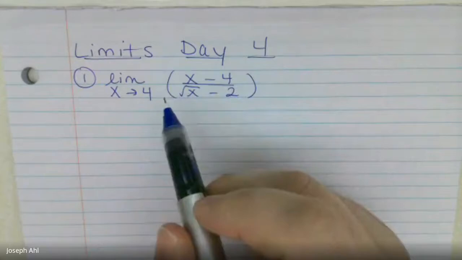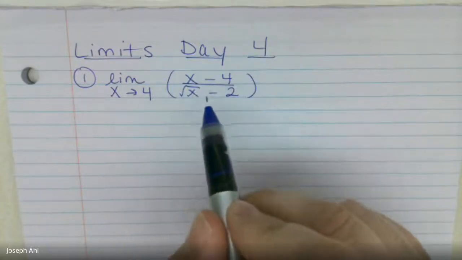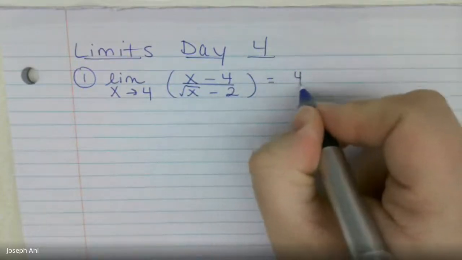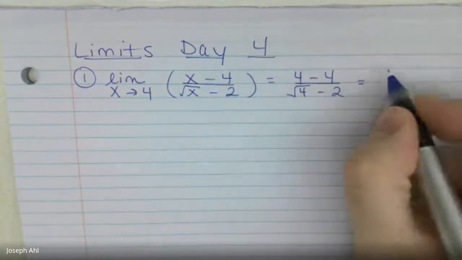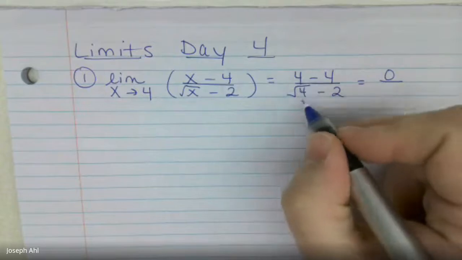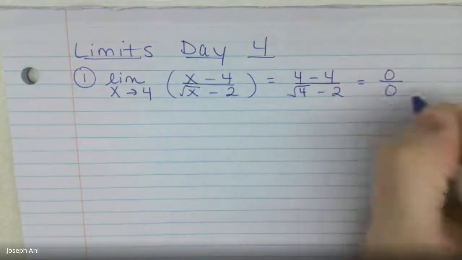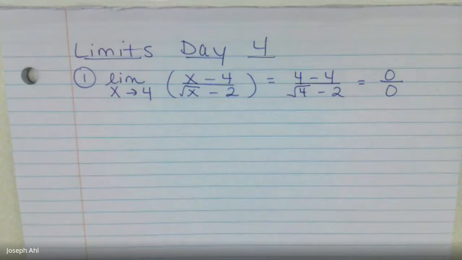So when I go to start evaluating a limit, the first thing I try is plugging in 4 for x, and we get 4 minus 4 on top. And the bottom is radical 4 minus 2. So that becomes 0 on top. Square root of 4 is 2, so minus 2 would be 0. And we get to this form that's called an indeterminate form.